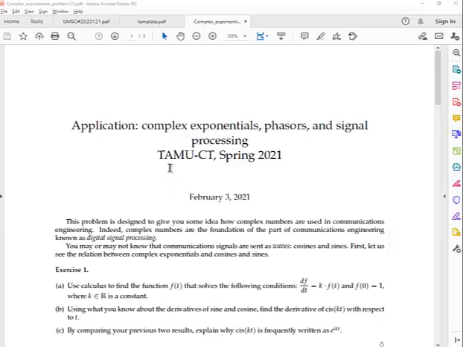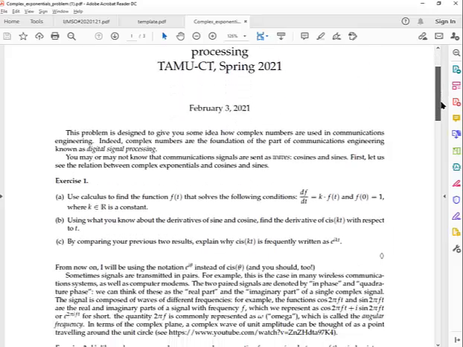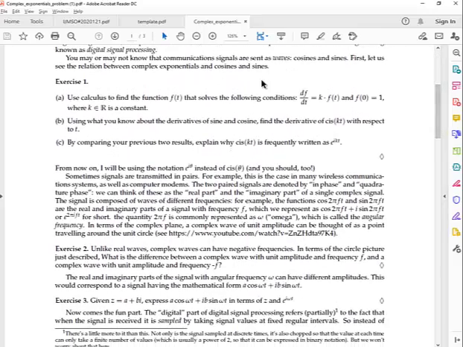Okay, I would like to talk through this homework assignment, complex exponentials, phasors and signal processing. So I'm trying to relate complex numbers to signal processing, and you'll find out that roots of unity play a key role. First of all, I will go over this first part quickly because I went over it during the class session.